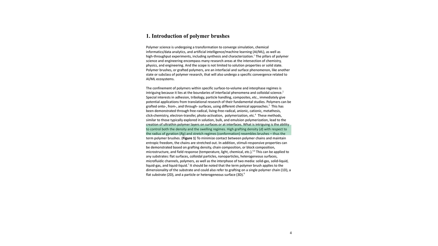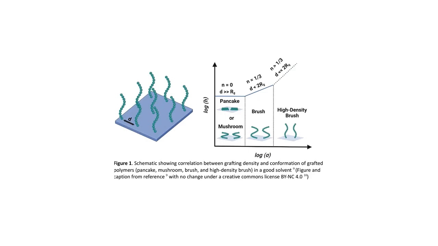very high density. To understand this, we need to consider a property called the radius of gyration, or Rg, which is essentially the average size of a polymer coil in a solution. When the distance between grafting points on the surface is much larger than this radius of gyration, the polymer chains have plenty of space. They can adopt a relaxed coiled conformation that looks a bit like a mushroom.